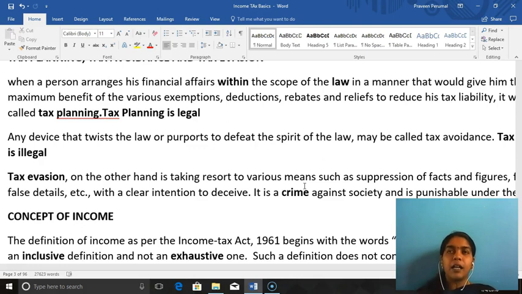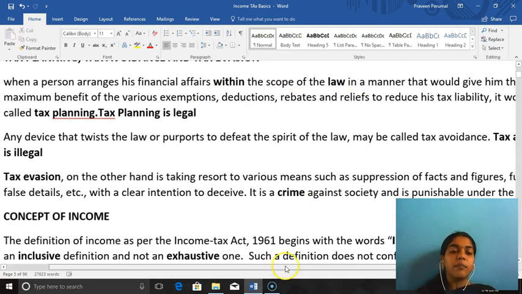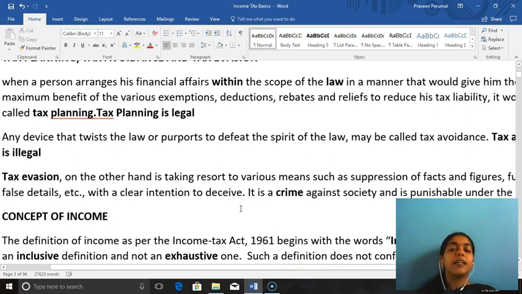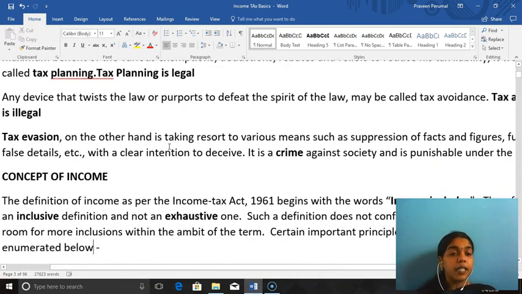For example, if a person has paid LIC premium for a particular financial year, that could be used as a means of reducing tax liability. He has to show the proof of LIC payment to the employer. Is that explicitly specified in the law? Yes, the law is giving that scope. The law gives various exemptions, various benefits, various deductions. As long as you are enjoying these deductions, exemptions, rebates and reliefs to reduce the tax liability within the scope of law, and you have made the particular payment and are claiming it, that is well within the scope of law and not at all to be worried about. It is called tax planning, and tax planning is legal. When a person arranges his financial affairs within the scope of the law in a manner that would give him the maximum benefit of the various exemptions, deductions, rebates and reliefs to reduce his tax liability, it is called tax planning, and tax planning is legal.